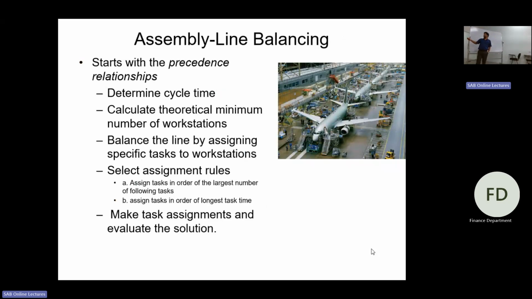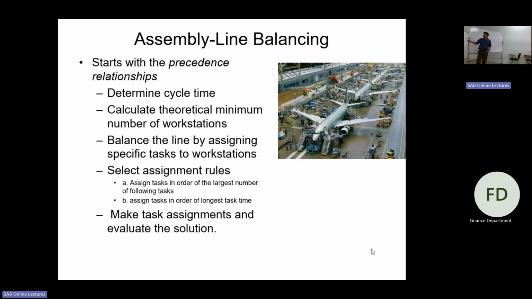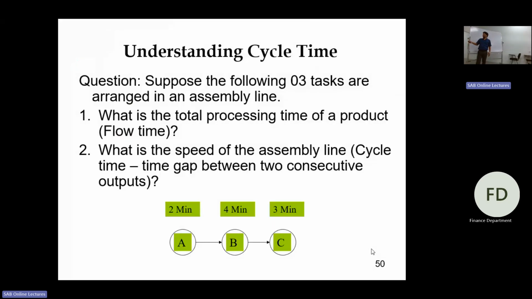We need to determine cycle time and calculate the theoretical minimum number of workstations. For that, these two equations are used. I think we didn't calculate it, but I just showed you the equations. Then we will have to assign the tasks to workstations using the rules, and that we didn't do. So we began with this concept, cycle time. I explained to you what it means. That is the speed of the process.